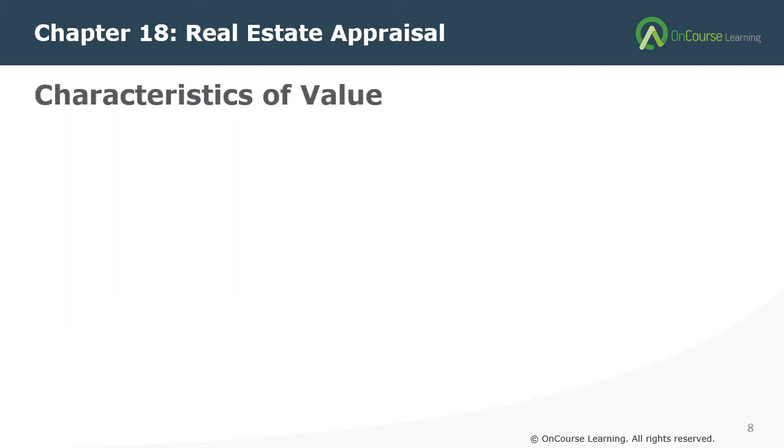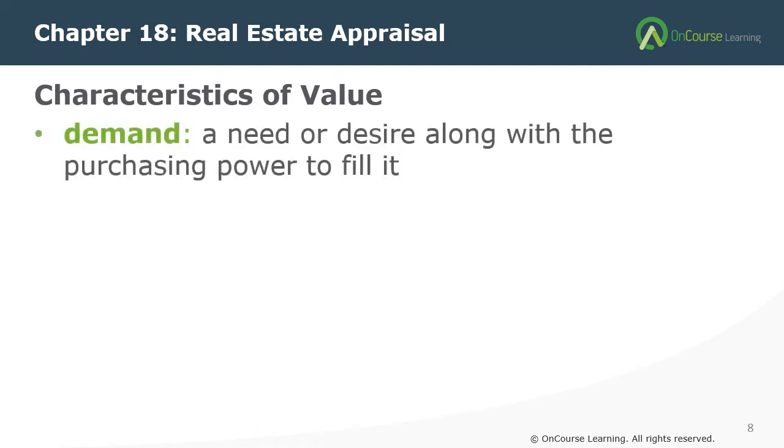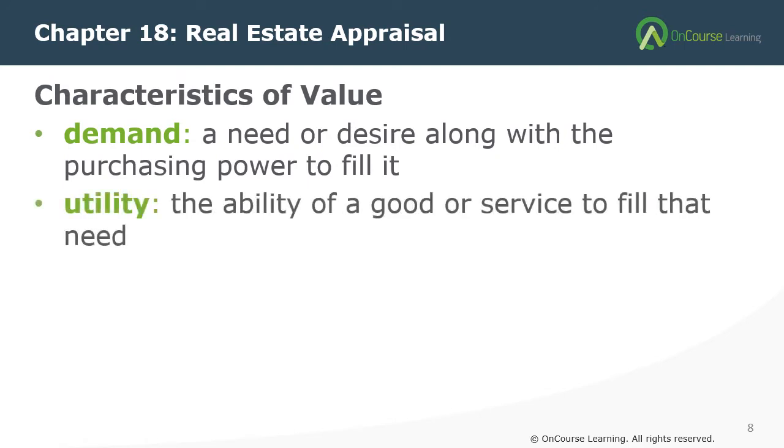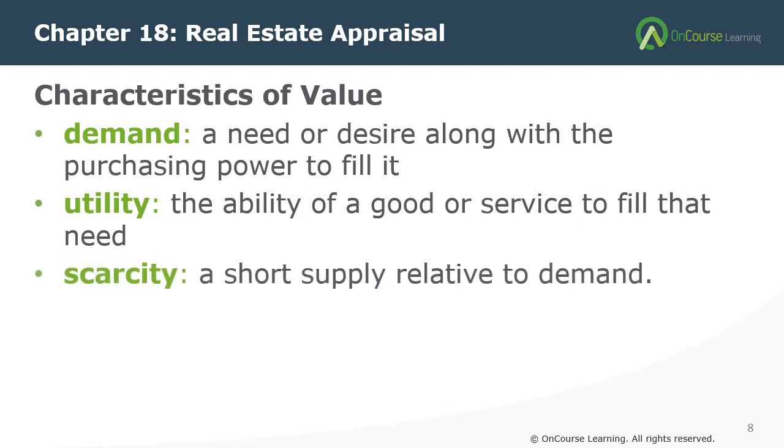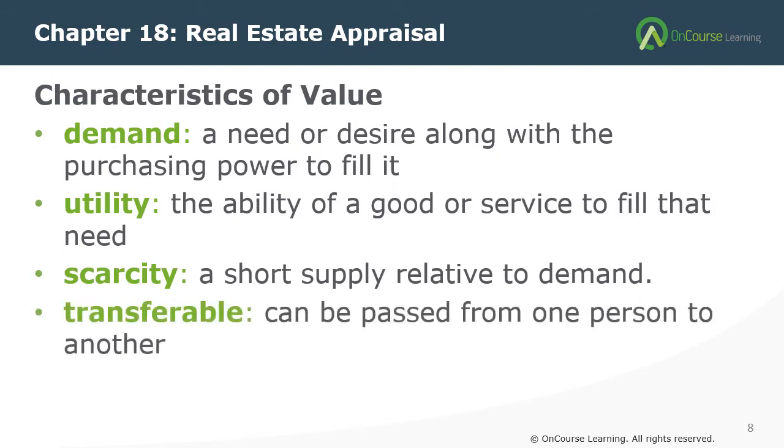There are four characteristics of value. For something to have value, there must be a demand for it, a need or desire along with the purchasing power to fill it. That item, good, or service should also have utility, the ability of a good or service to fill that need. It should also be scarce, a short supply relative to demand, and it should be transferable. In other words, it can be passed from one person to another.